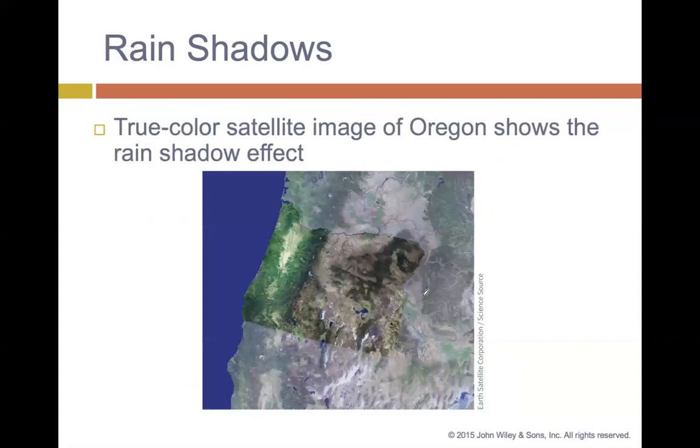The true color satellite image of Oregon shows this rain shadow effect. This is such a cool picture, a satellite image showing the green windward side of the mountain ranges, dropping all the precipitation, and how on the eastern side of Oregon, we see a much drier leeward side when that air mass just does not have as much precipitation to drop.